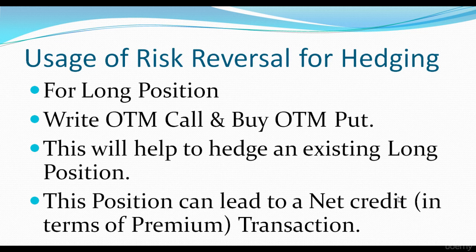This position can lead to a net credit in terms of premium, that is in transaction. What it means is you are getting paid to write an OTM call. Let's presume that's $1.20. And if you buy an OTM put, then you need to pay a premium, let's say $1. So you earned $1.20 and you paid $1. So there is a 20-cent difference. That's your profit. That's the net credit. So if you put in the risk reversal, you get paid. But it's something that depends on the options market.